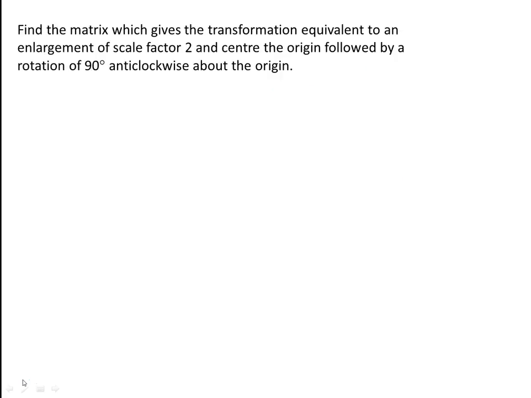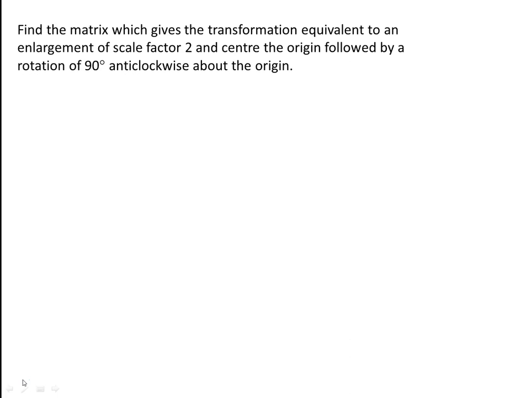Okay, so now to push on, if we wish to find the matrix which gives the transformation equivalent to an enlargement of scale factor 2 and centre the origin, followed by a rotation of 90 degrees anti-clockwise about the origin, we can do exactly the same as we've been doing on the previous examples. We'll start off by considering what happens to the point 1, 0, and then consider what happens to the point 0, 1.